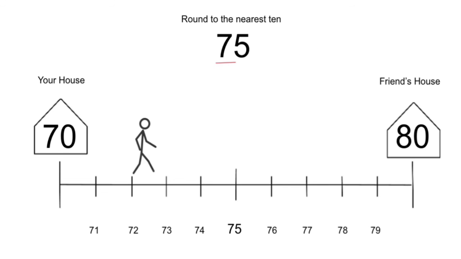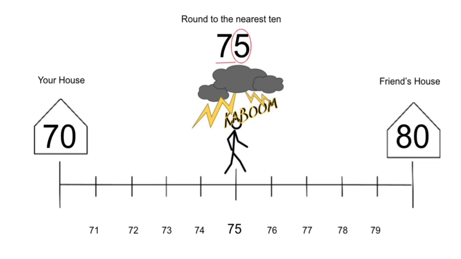You start walking to your friend's house and you get to house 75. Well, look at that. It's right in the middle. Where do you go if it's equally distant from your house and your friend's house when the thunder and lightning strikes? Well, where were you going in the first place? Your friend's house. Where do you really want to go? Your friend's house. So you're going to go to your friend's house.